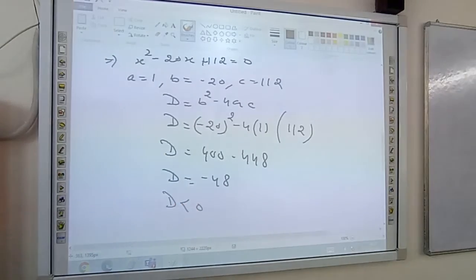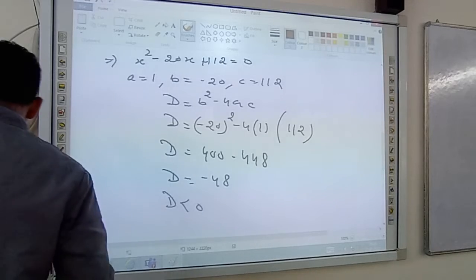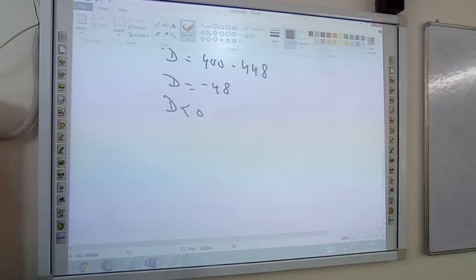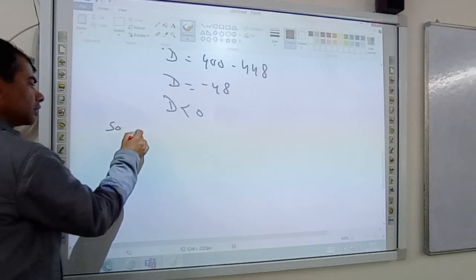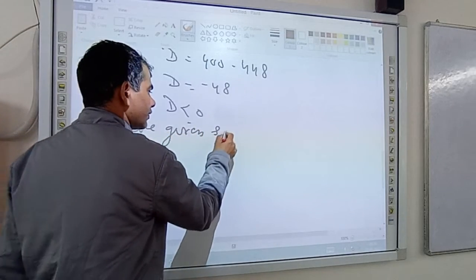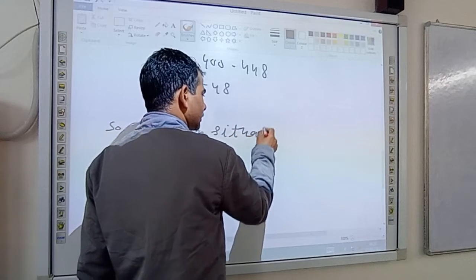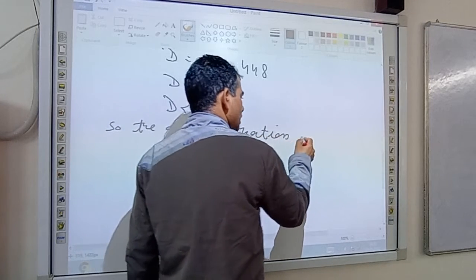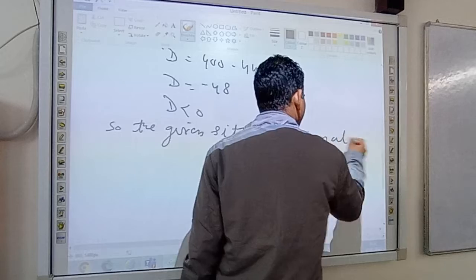So the given situation is not possible. No real roots can be formed, so the given situation is not possible.